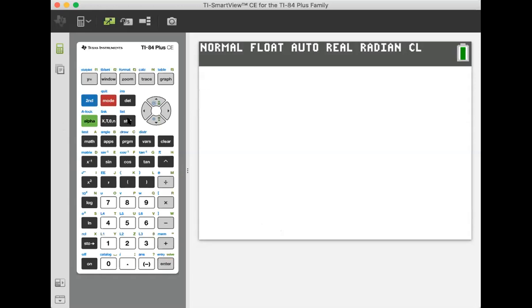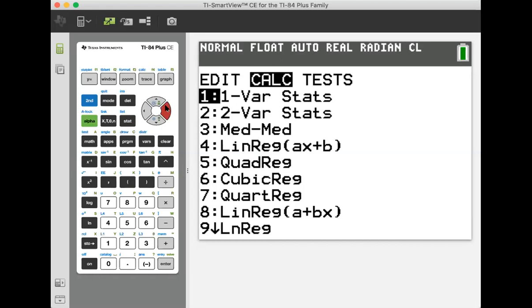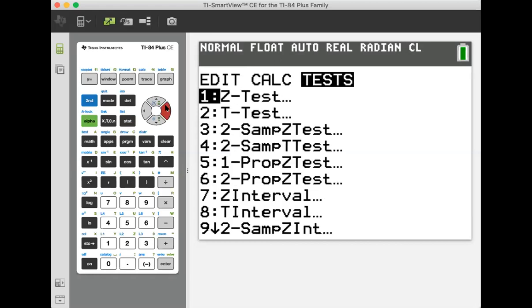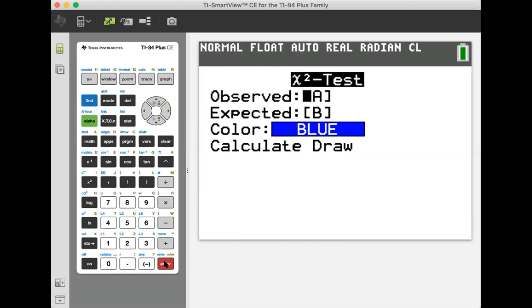Now what we're going to do is run the chi-squared test. And where are all the tests? They are in second, stat, over to tests, and down to the chi-squared test. Okay, and hit enter. Observed has to be A. And typically the first time you do this, you'll see A for observed and matrix B for expected.